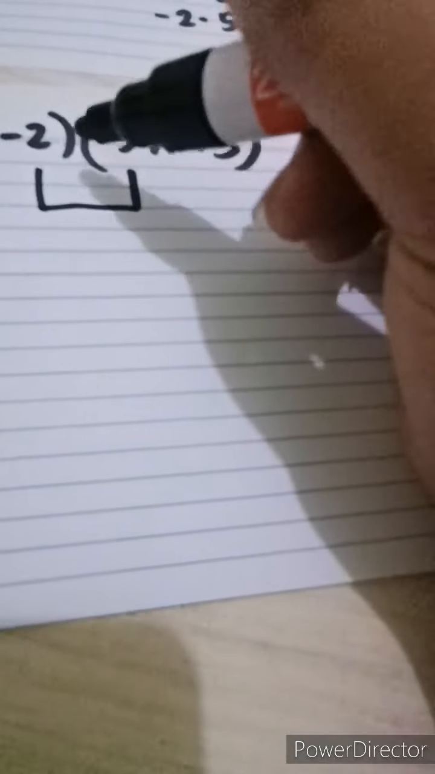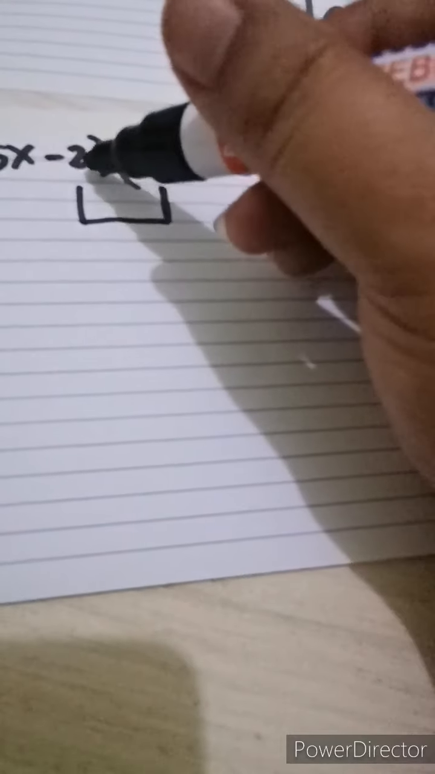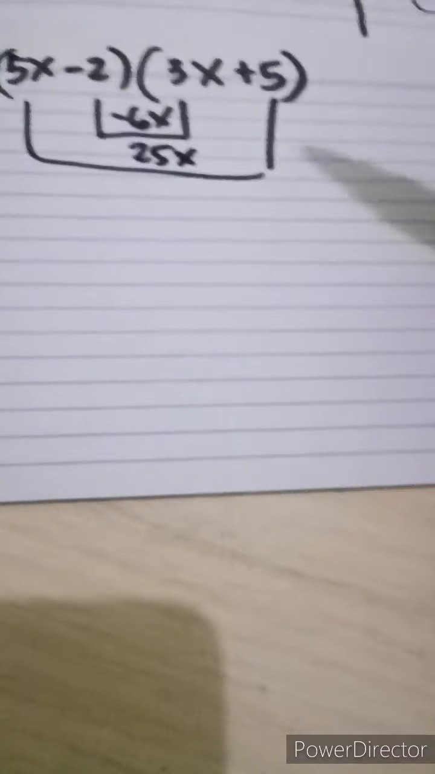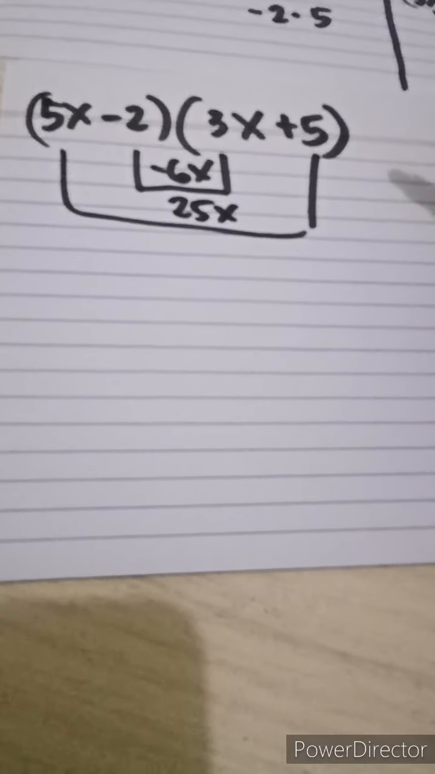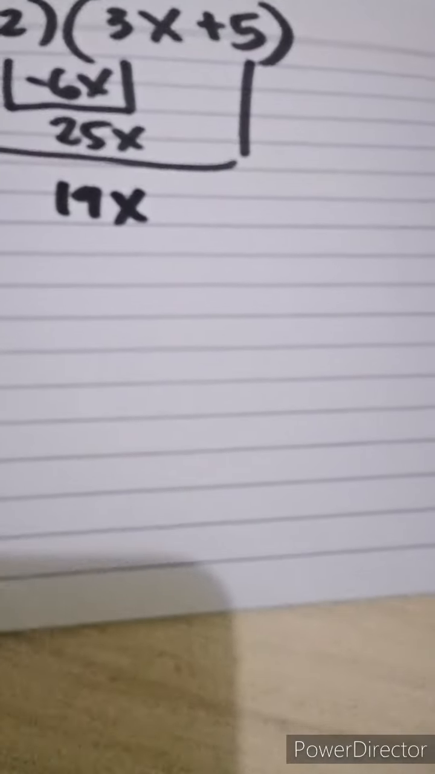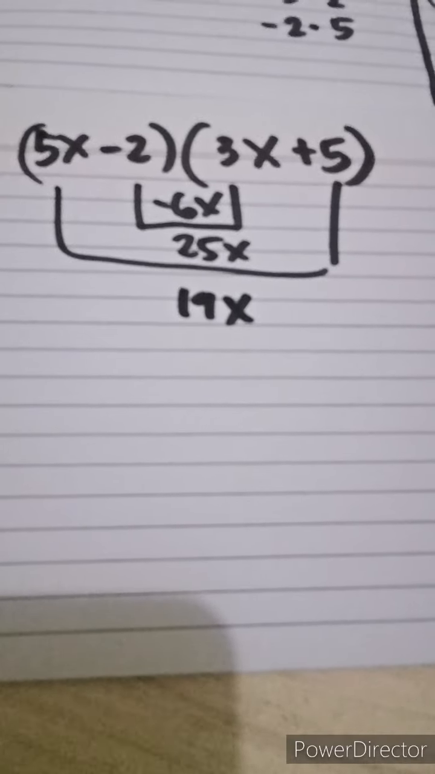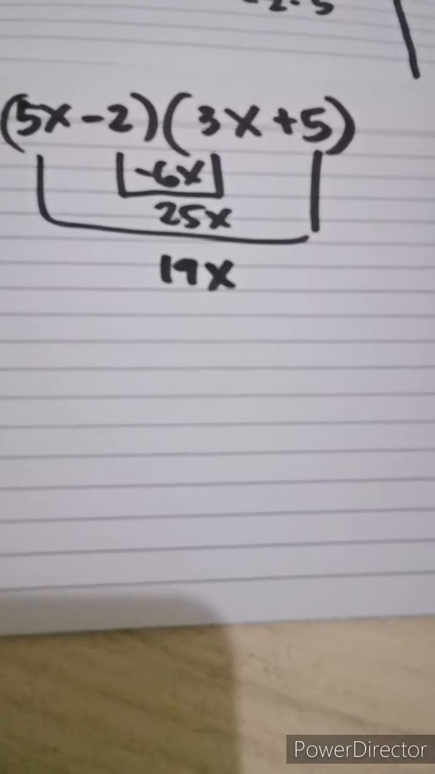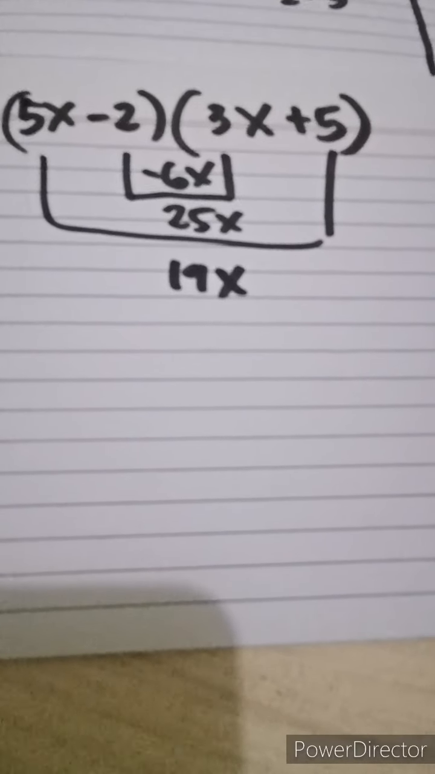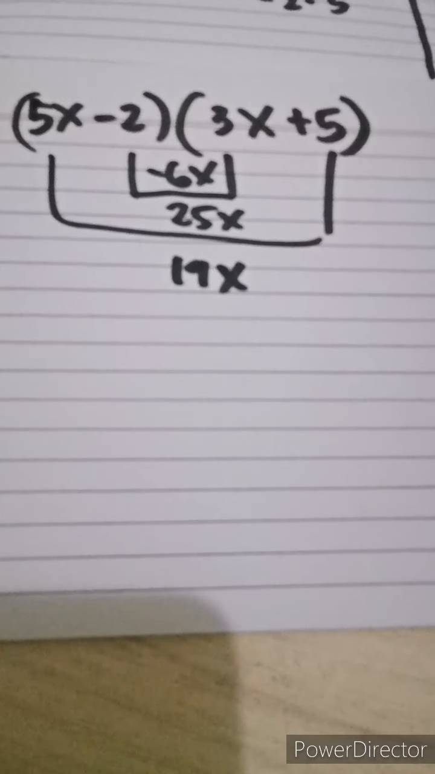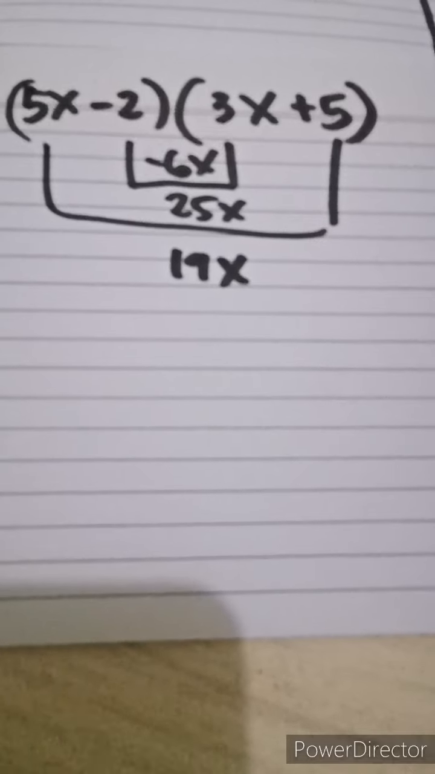So, let us multiply this. Negative 2 times 3x is negative 6x. And etong nasa ilalim, 5x times 5 is 25x. If you add negative 6x to positive 25x, the result is 19x. So, therefore, the factors of 15x squared plus 19x minus 10 are 5x minus 2 and 3x plus 5. So, if you want to check if your answer is correct, you can use the FOIL method. So, pwede naman na i-FOIL method din yun.